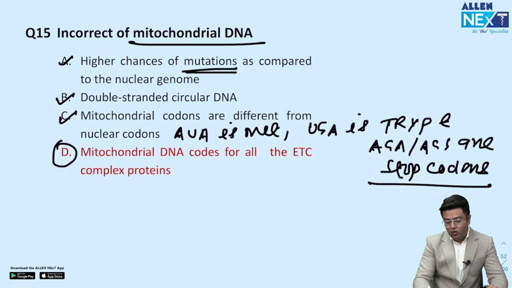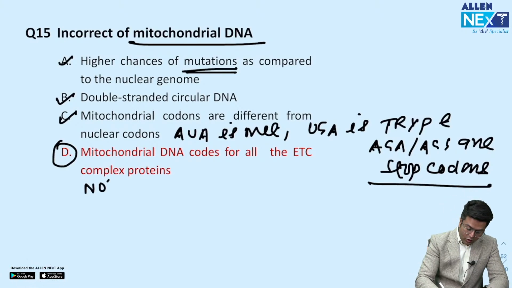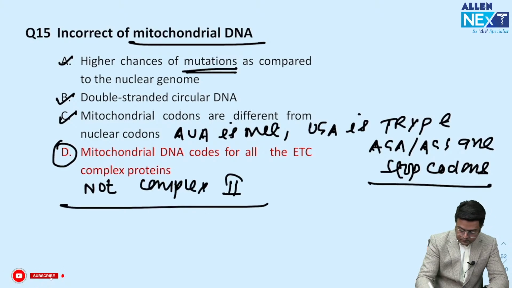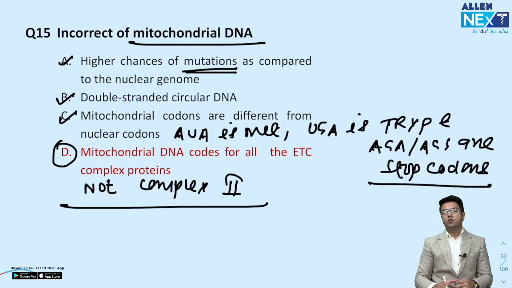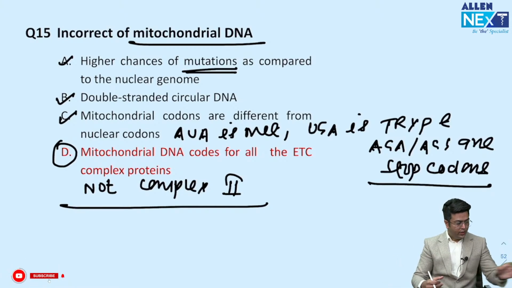Mitochondrial DNA codes for all the ETC complexes. No, guys, not complex number 2, right? Not complex number 2. Complex number 2, succinate dehydrogenase, is made by the nuclear genes and imported into the mitochondria, right? Okay.